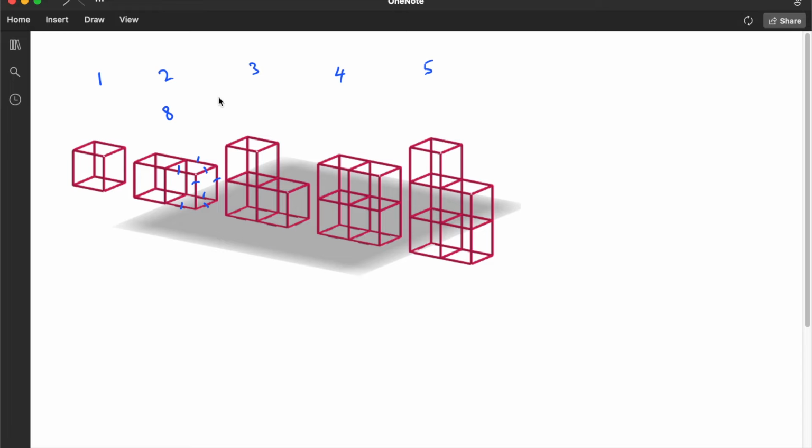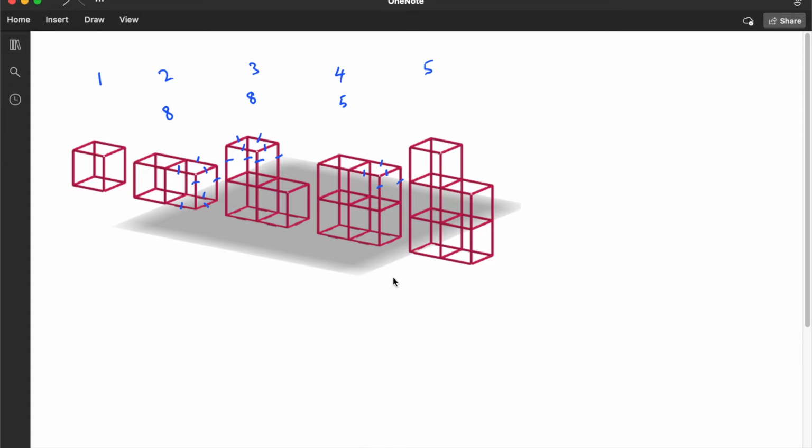Then what about figure 3? Figure 3, another cube added on top. So let's count again. How many rods are being used here? So we have 1, 2, 3, 4, 5, 6, 7, 8. Again 8. Then from 3 to 4 we add another cube. So how many more rods are being added here? So we have 1, 2, 3, 4, 5.